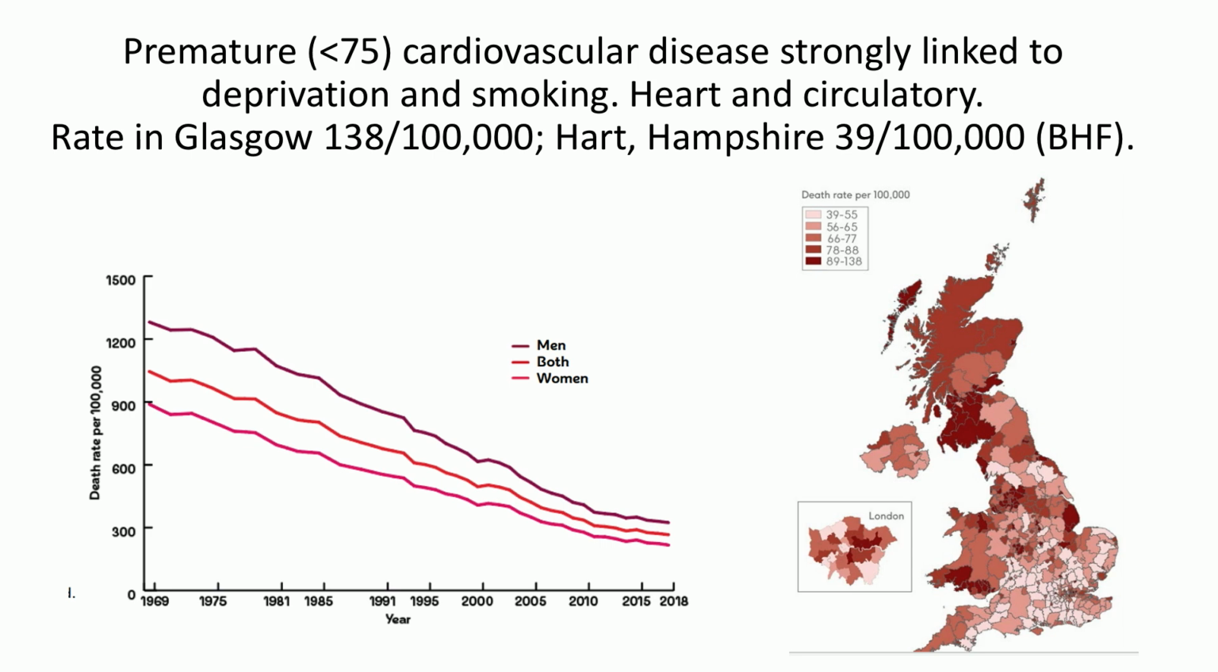And you can see this also is important for cardiovascular disease, heart disease and stroke, for example. And this varies very largely across the UK, and the rates are very substantial, particularly in younger people. The variation is very substantial. So, for example, 138 per 100,000 in Glasgow compared to 39 per 100,000 in parts of Hampshire.